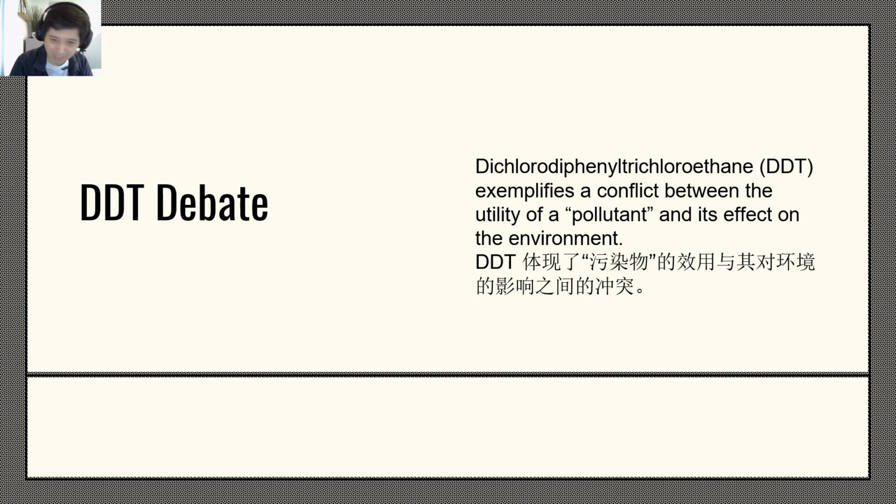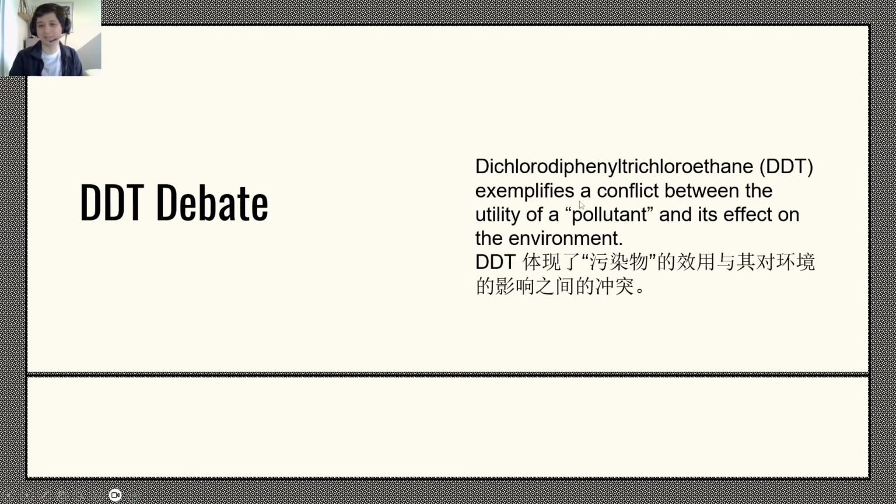This is a special case, kind of a famous case, and it shows the dilemma that we have in science, where sometimes there are advantages and disadvantages to a substance. In this case, we'll try to say this word: dichlorodiphenyltrichloroethane. It's a very long word. You don't need to know it. You just need to know DDT, right? This is a chemical, basically.